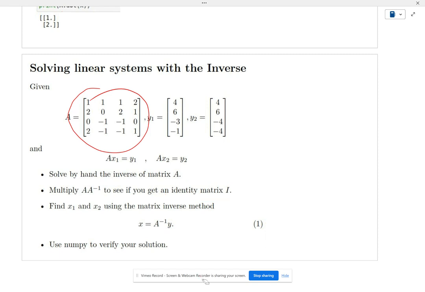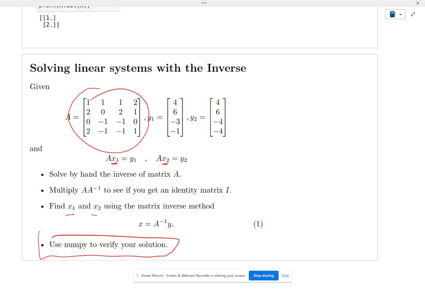After this exercise, you want to find x1 and x2, right? So you want to solve for it. But instead of solving it using Gaussian elimination, which we have been doing, you want to multiply by the inverse. So take y1 and multiply by the inverse, and that will give you x1. And then you take y2, and that will give you x2. Finally, use numpy to verify the solution.